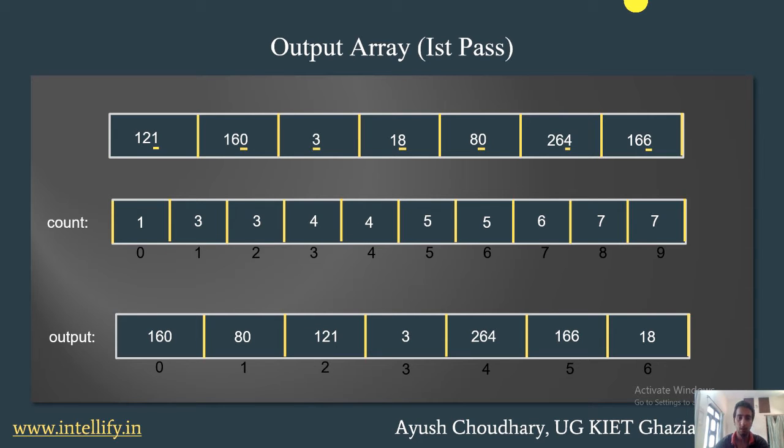So we get the first pass. This is the half sorted array, and this array is not completely sorted yet, so we'll see later on how we will sort this one. This is the first pass.